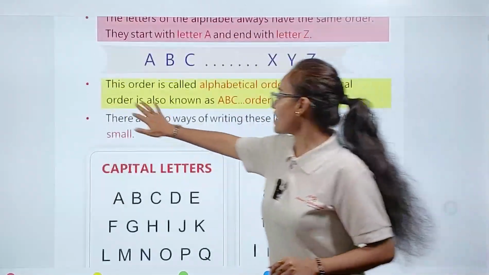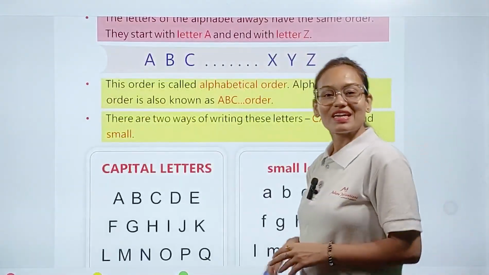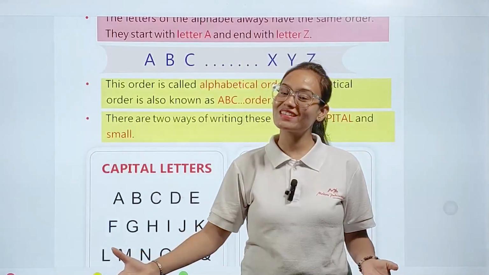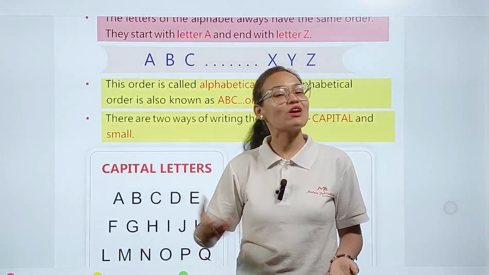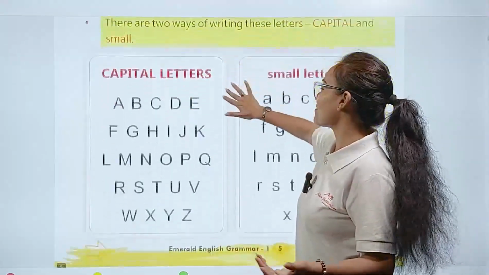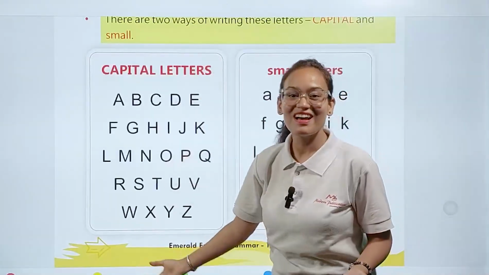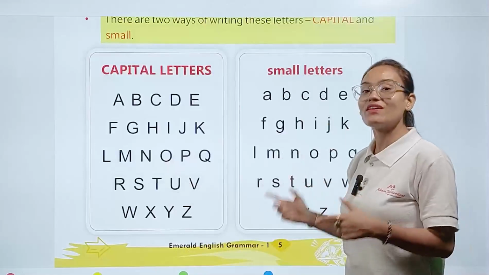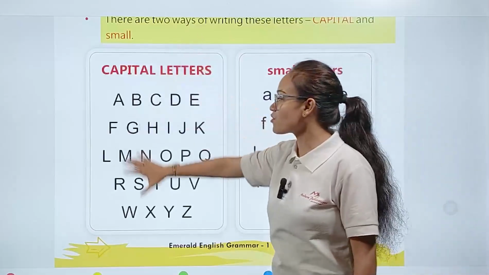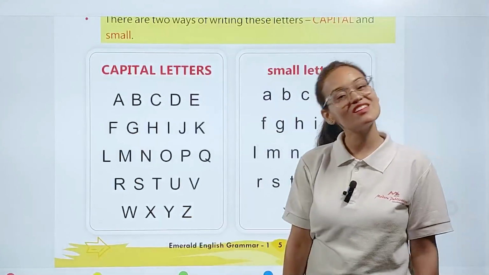There are two ways of writing these letters, capital and small letters. My dear students, in two ways we can write our alphabets, as a small letter and as a capital letter. I hope you all know what is the meaning of capital letter and small letter. If you don't know or if you forgot, just have a look here. When we write in bold letters, it is called a capital letter, and when we write in small letters, it is called small letters. See, this is the proper way of writing the capital letters of your alphabets, and this is the proper way of writing your alphabets in small letters.